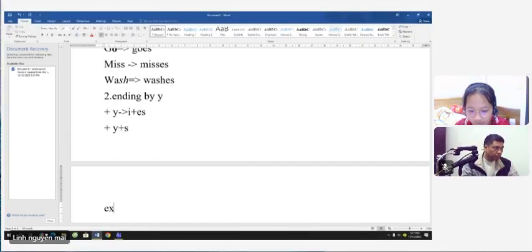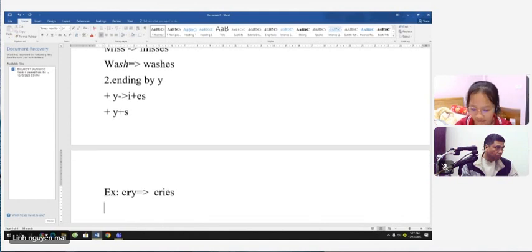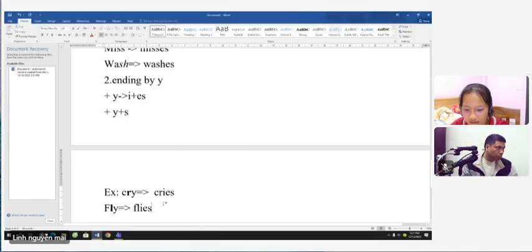So for example, we have cry. Here you can see this is a consonant, so we change y to i and then put es, okay? Cries. Next is fly. It will become flies, because here is l. This is a consonant, okay?